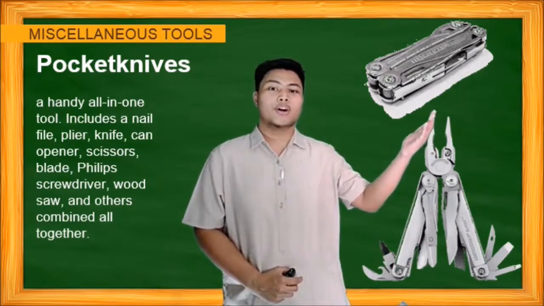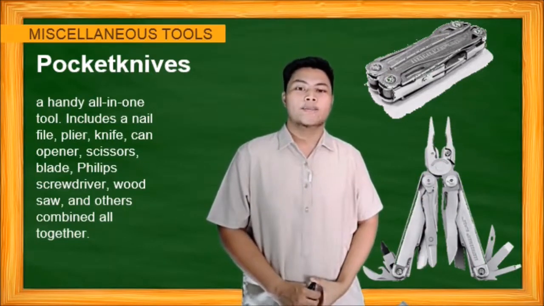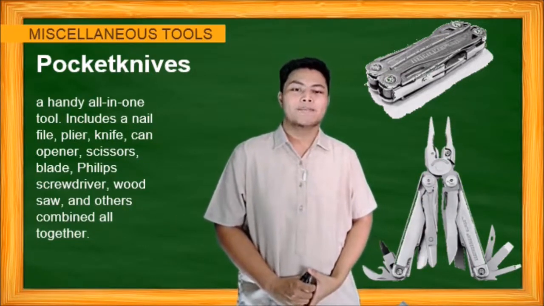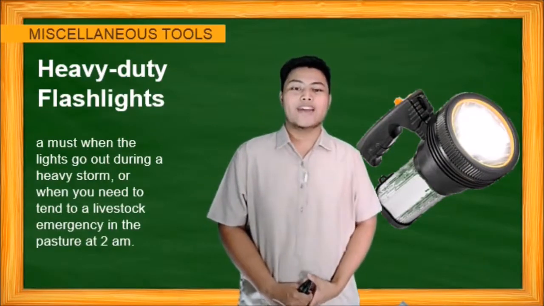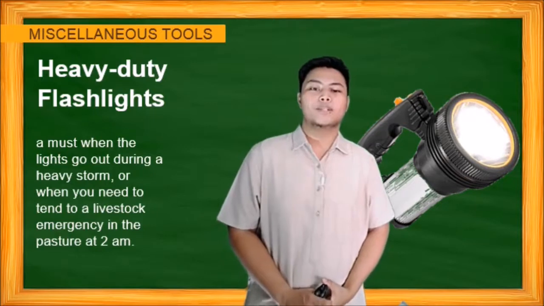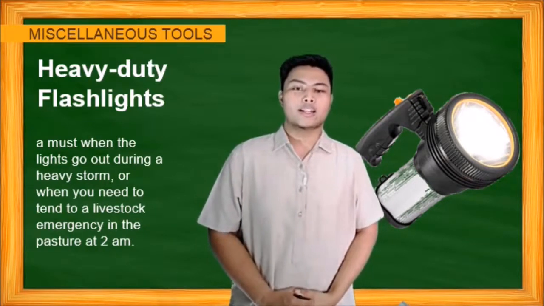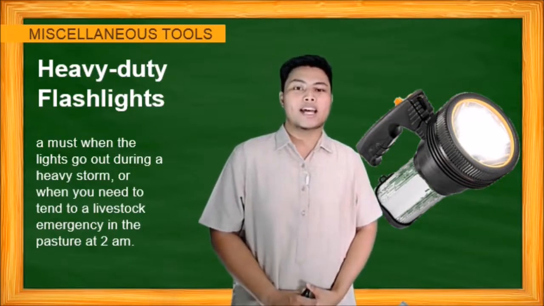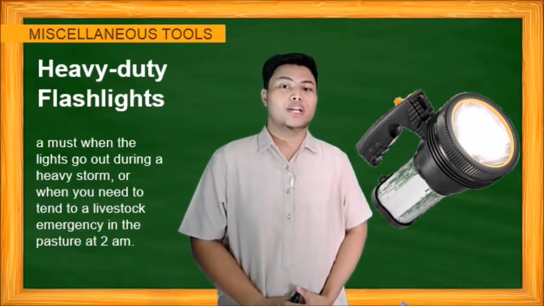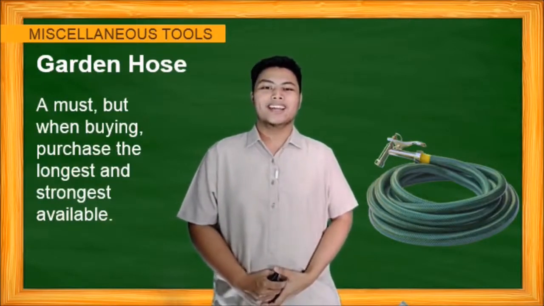And it is also compact that we can put it in our pockets, hence its name, pocket knives. Next is the heavy duty flashlight. It is a must when lights go out during a heavy storm, or when you need to tend or visit the livestock emergency in the pasture at 2 a.m.